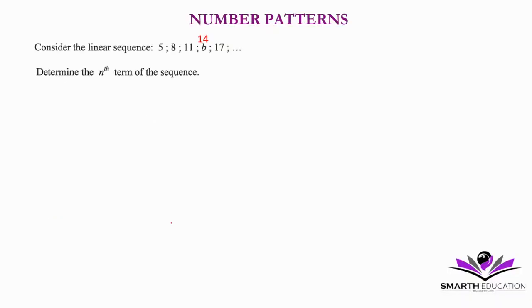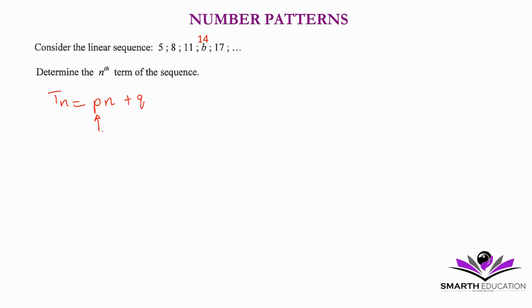Consider the sequence 5, 8, 11, 14, 17. Determine the nth term of the sequence. So how do you find Tn of a linear sequence? We can start with the general equation. Tn is equal to pn plus q, where this pn is what?